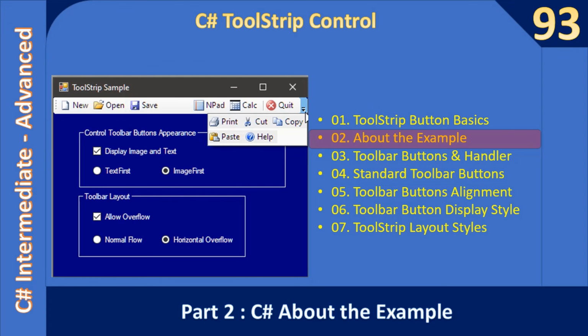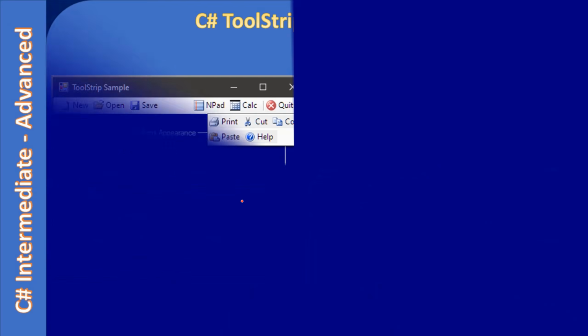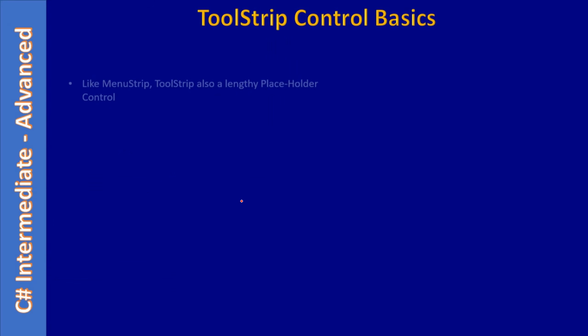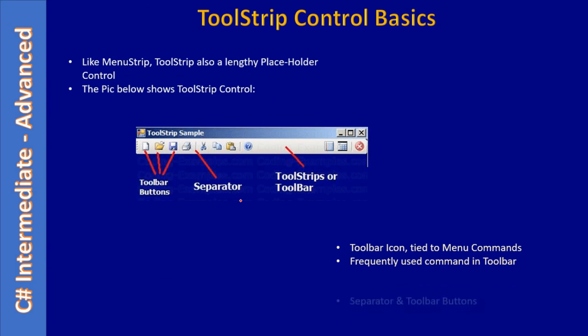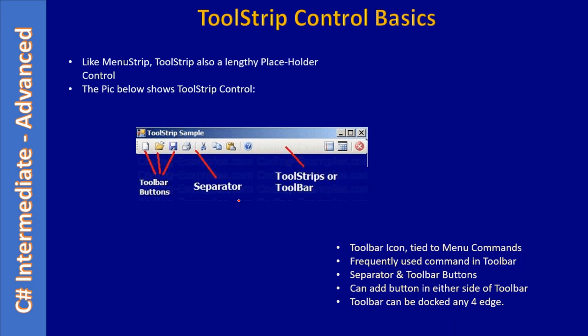Now you are watching part 2 of the video C Sharp ToolStrip control. So in the last video we learned about the basics. Now we will talk about the example which we are going to create in the next coming videos. So this is the basics and we learned that in the previous part.